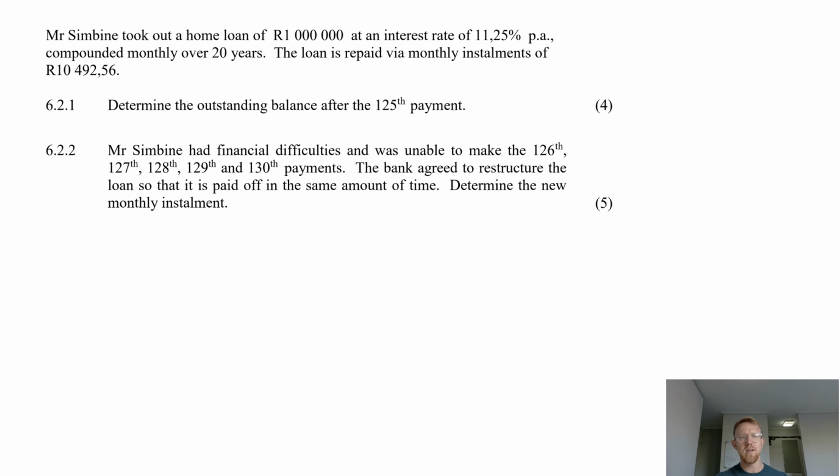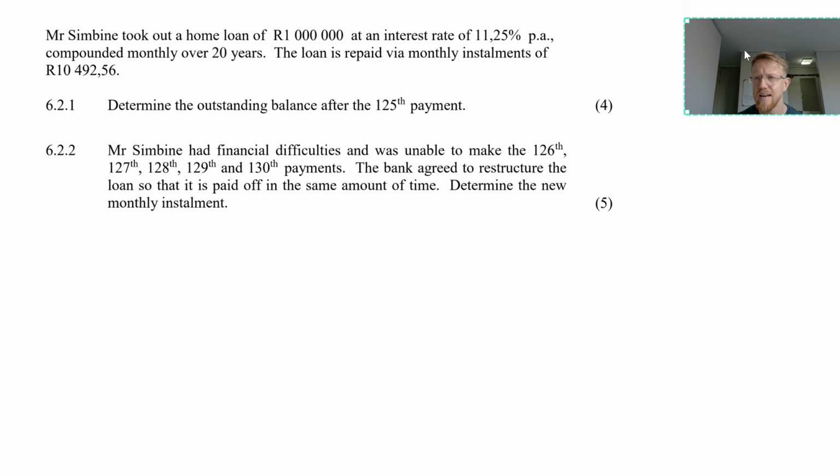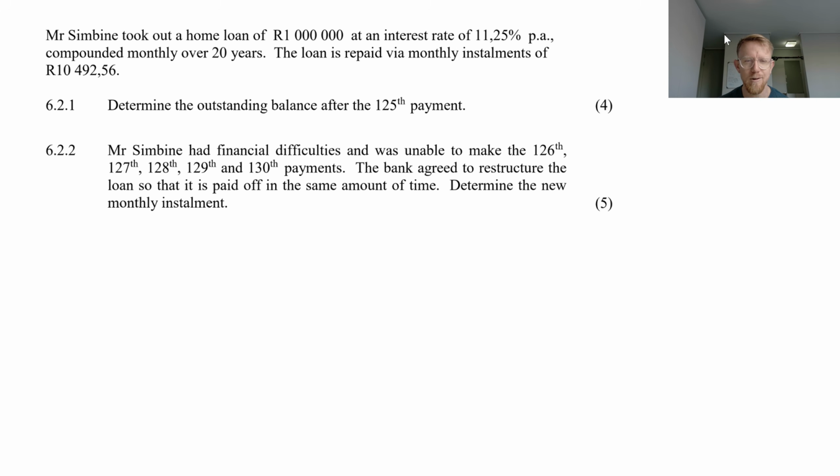Mr. Simbine took out a home loan of 1 million rand at an interest rate of that percentage compounded monthly over 20 years. The loan is repaid via monthly installments of that amount. Determine the outstanding balance after the 125th payment. 2 ways to do outstanding balance. Because I'm a darling, I will show both.